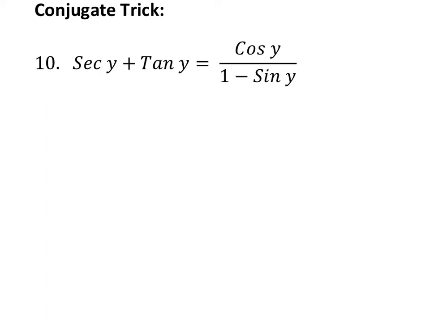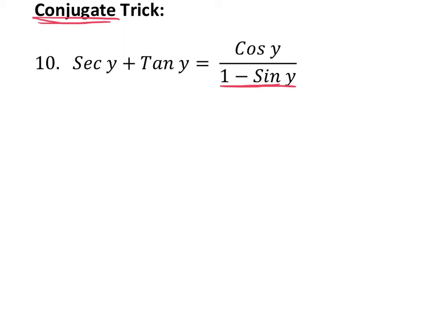Now before I get to the conjugate trick, if we look at number 10, the right side is really nothing you can do. It's already in terms of sine and cosine. This bottom is not a Pythagorean identity because it's not sine squared, but we are eventually going to get it to equal sine squared, and that's where we're going to use the conjugate.